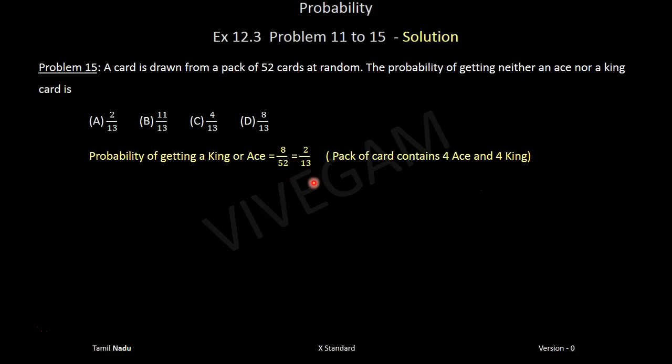Am I right? So now the probability of getting neither an ace nor a king is 1 minus 2 by 13. So that is 11 by 13. So in all these cases, first find the direct one and then find the indirect one. Okay. So 11 by 13. So in this case, the option is 11 by 13.